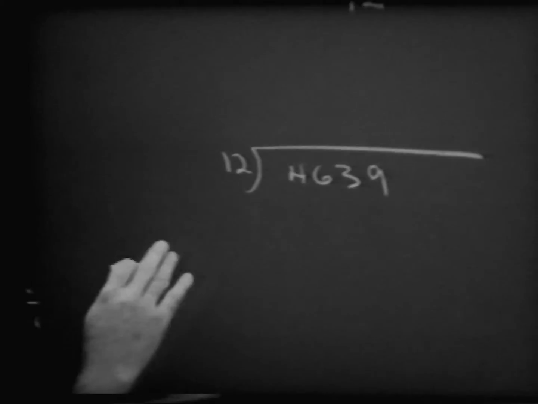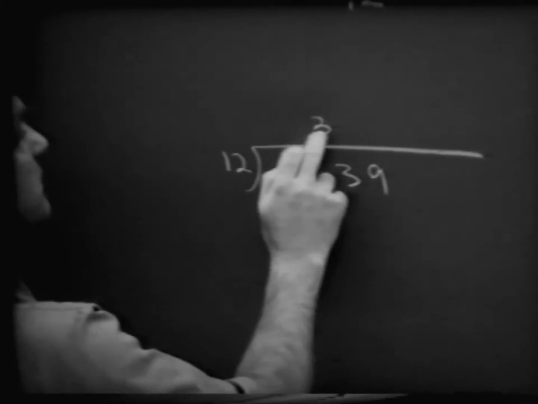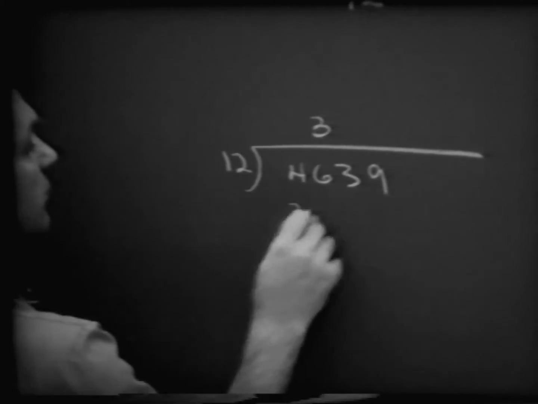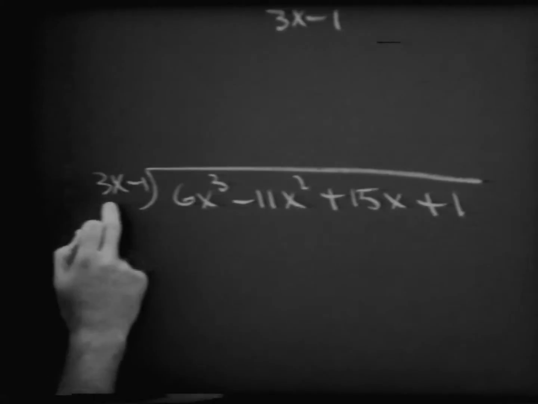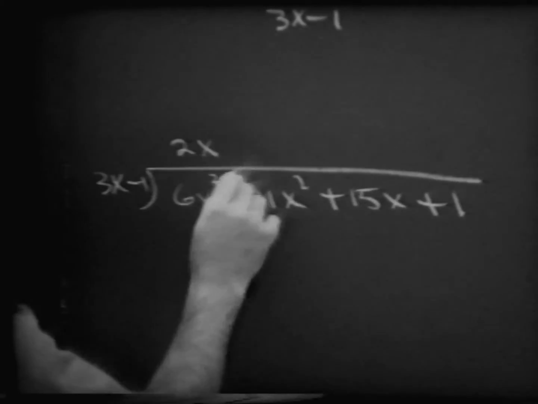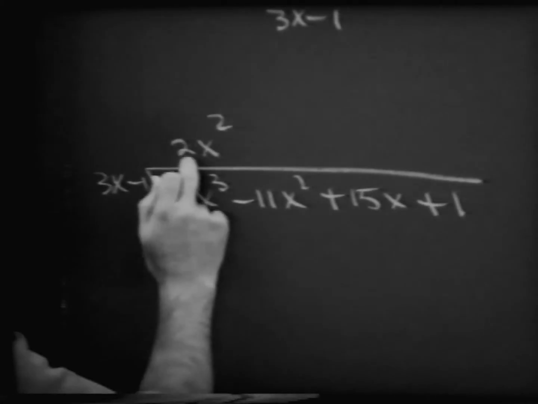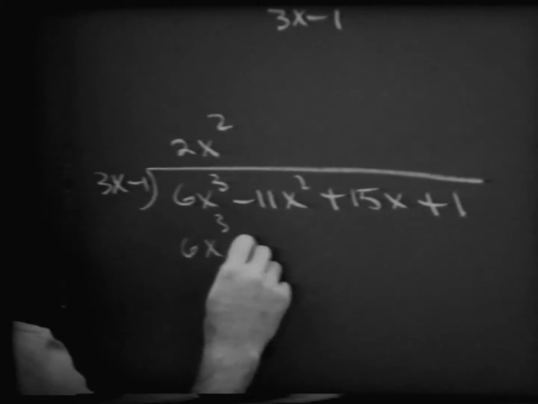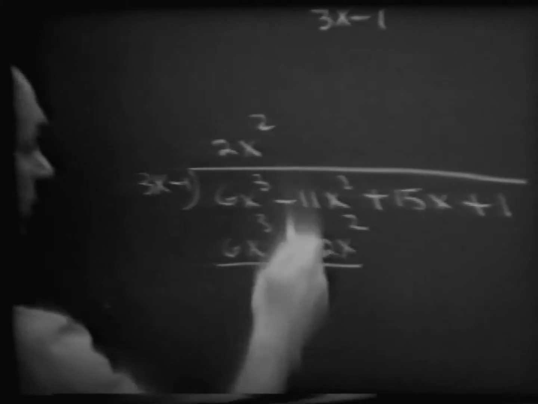Let's come back here to our numerical case and proceed as we do with our long division. 12 into 46 goes what? Three times, because 3 times 12 is 36. And then we would like to take the difference. Let's then come over here to our algebraic case, in which 3x divided into 6x cubed will go what? 2x squared, because 2x squared times 3x is 6x cubed. And 2x squared times a negative 1 is minus 2x squared. Now what we'd like to do is take the difference.